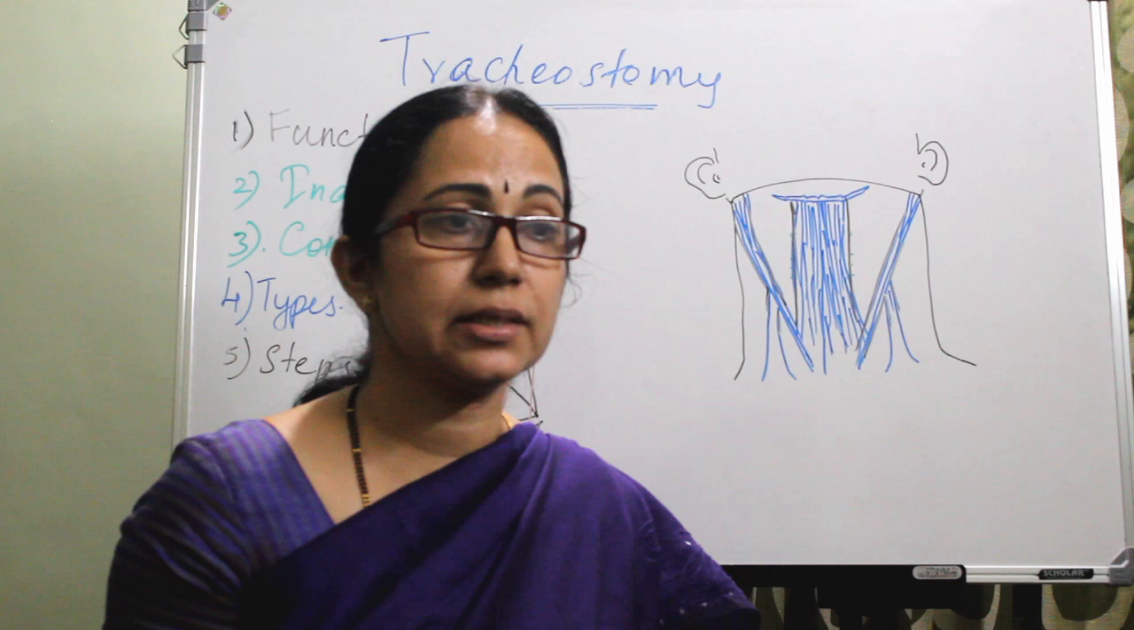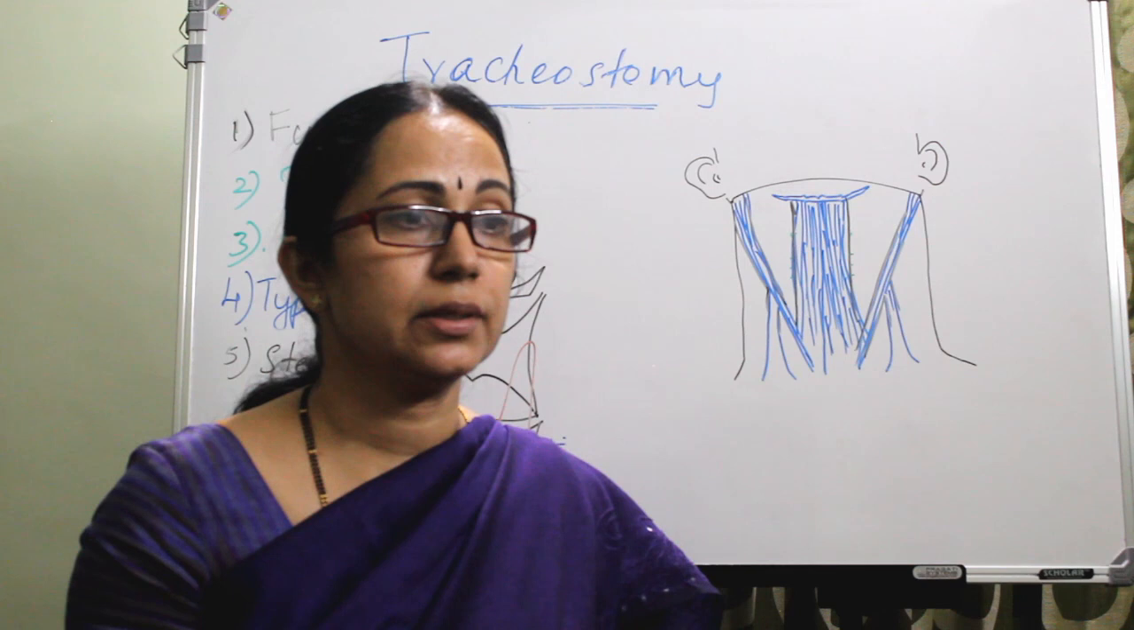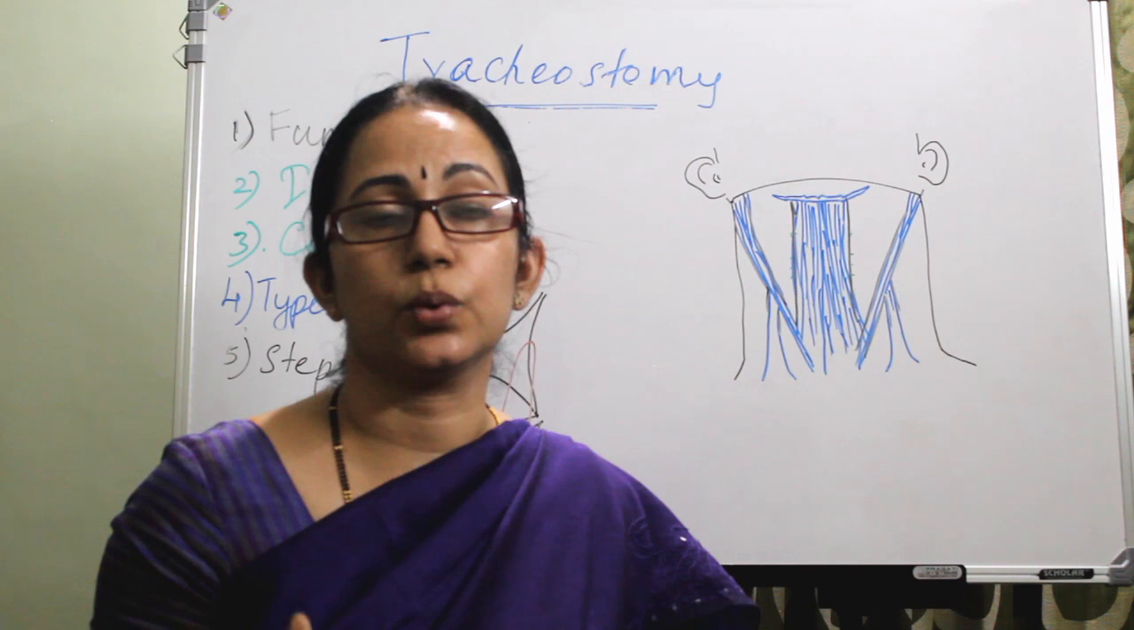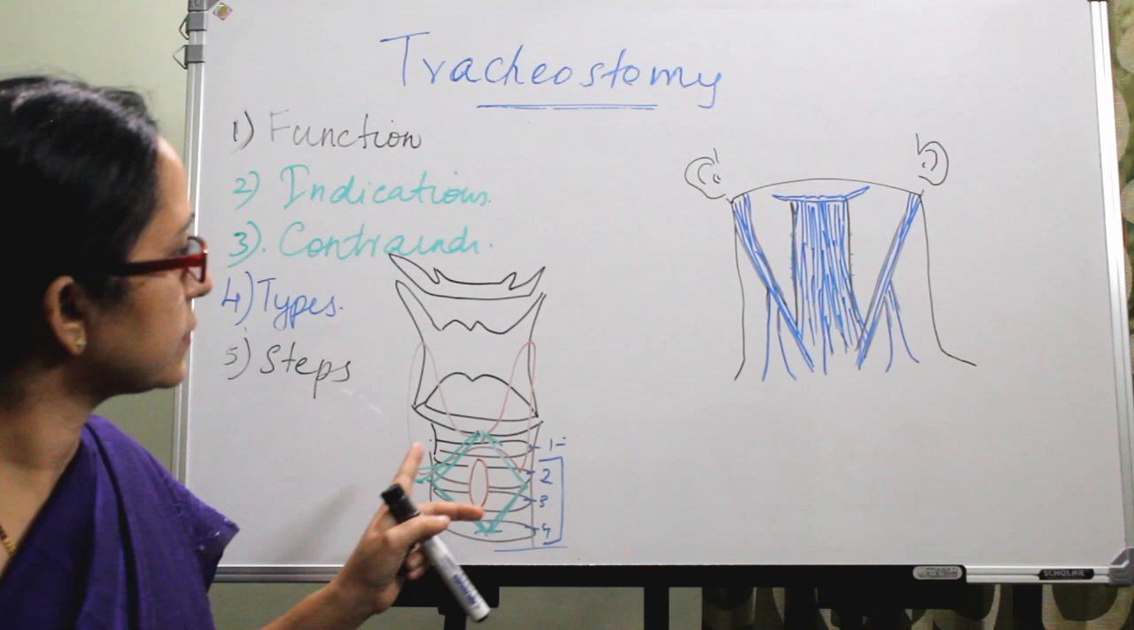As you go for a thyroidectomy, the same position, that is extended neck with a sandbag or a pillow under the shoulders, and the head is fixed with a head ring. Okay, and after that, this will be the appearance.